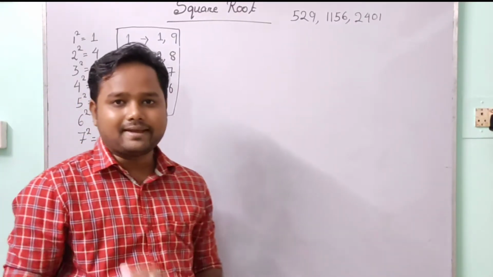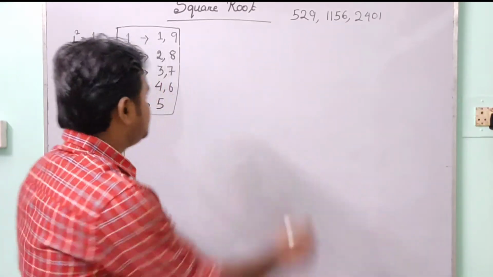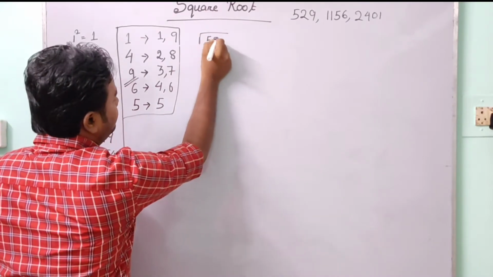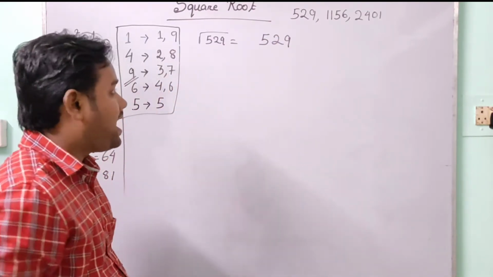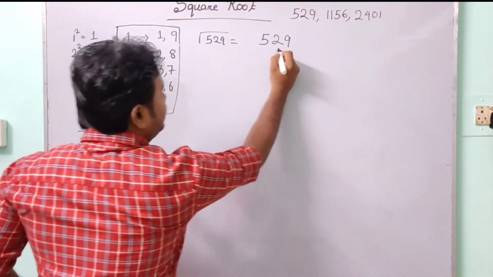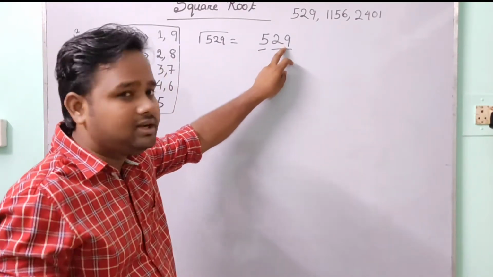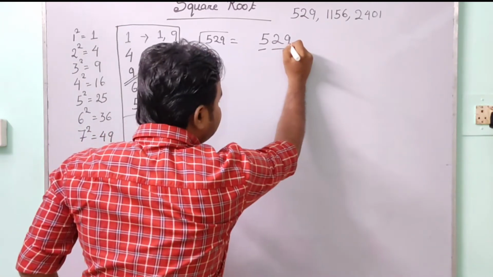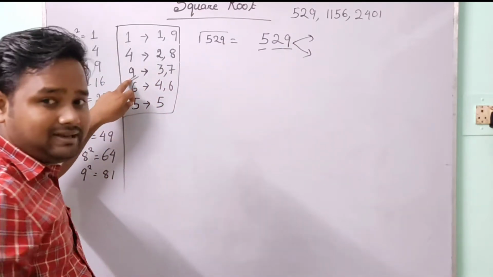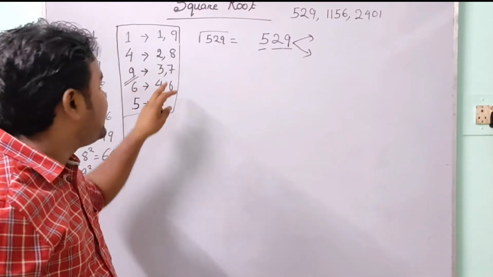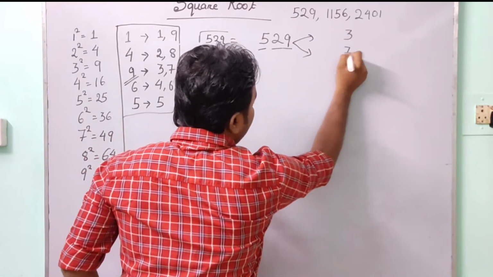First, we take the number 529. What is the square root of 529? So, first I write 529. Now, the first step is to make pairs from the right hand side. On the right hand side the pair is 29, and 5 is left. In 29, what is the unit digit? The unit digit is 9. So, in place of 9, by finding the square root, I have to write 3 or 7. So, I write 3 and 7 both here.